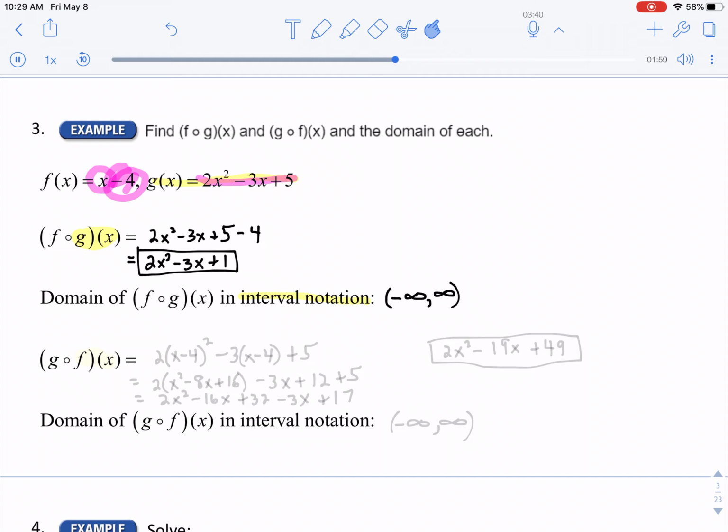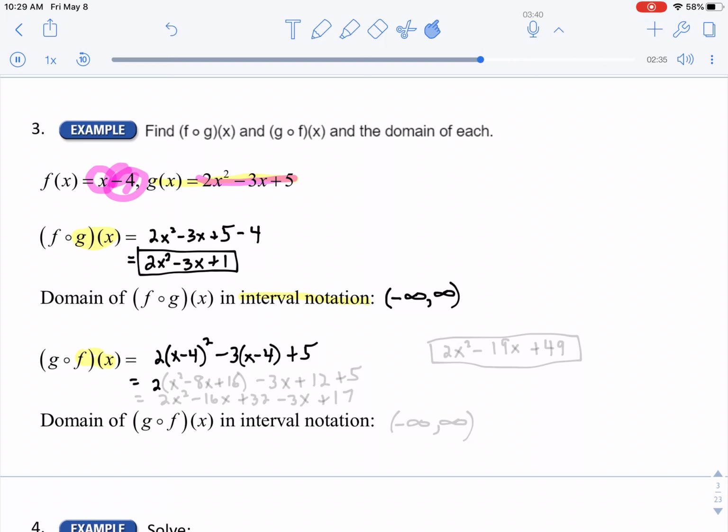Right now, the next one, we want to start with the f of x. So we want to take f of x and substitute it into g of x. So g of x is 2 times x squared. I'm taking the x out and replacing it with f of x, which is x minus 4, squared. Minus 3 times x, but x is now x minus 4. And plus 5.